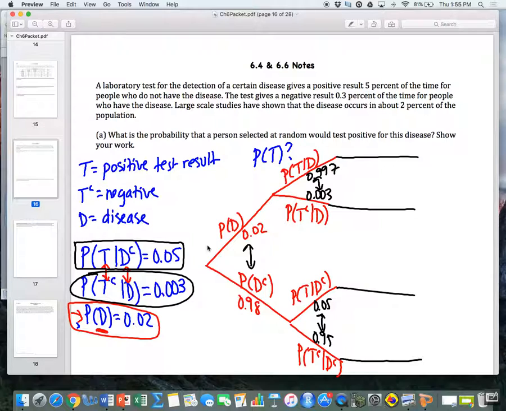If I take this probability and I multiply it by this one, I get an AND. So this is the probability of T and D. So when you multiply the previous two branches, you get an AND. That comes just based off of the conditional formula. So then when I multiply these two, I get P of T complement and D. So this is going to be P of T and D complement. This is going to be P of T complement and D complement.